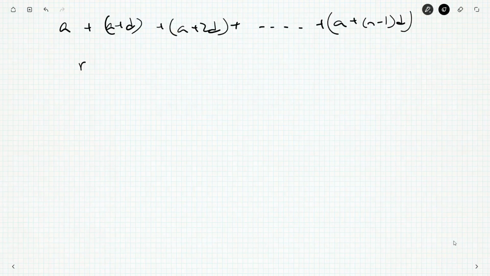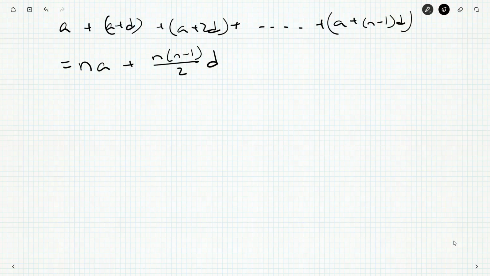Right, we'll have n a's, and then we'll have n times n minus 1 all over 2 d. So this is how we add up an arithmetic sequence, and we want this value. And the last term there is n minus 1, and that's the same as 2k minus 1, and that's the same as 3m minus 1.